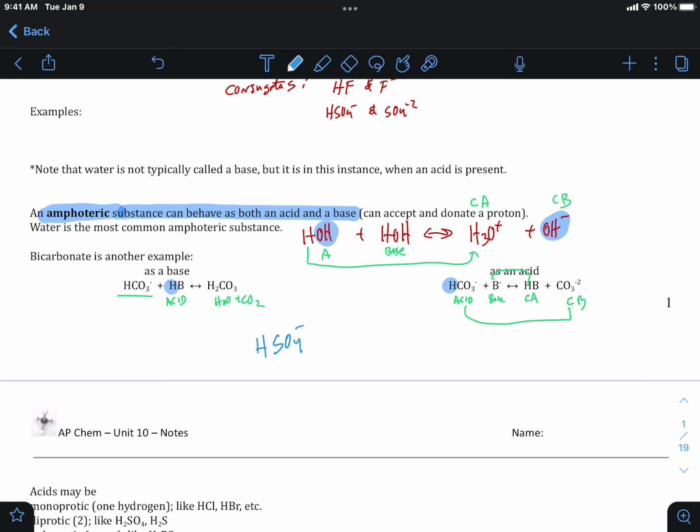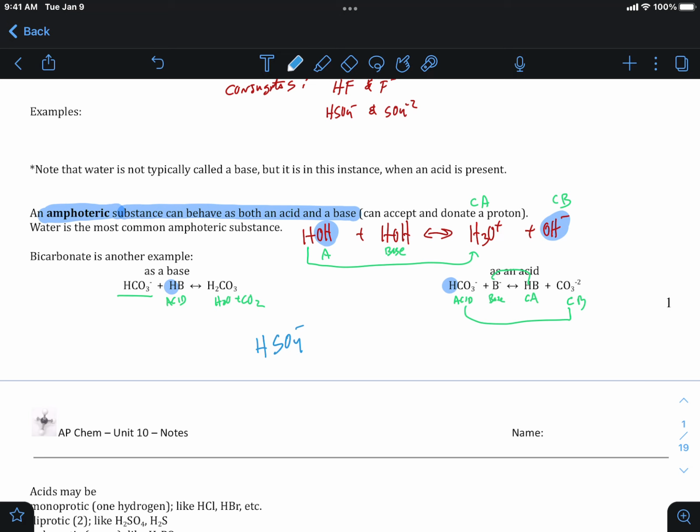Bisulfate. Technically, bisulfate can give away a proton because it has one. You guys see that? But it can also absorb a proton, right? Because it's negatively charged. Ions that are negatively charged have a tendency to attract protons. So technically, this would be able to act as a buffer as well. It's not a very good one, but just by definition.